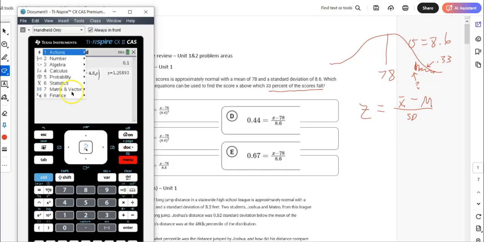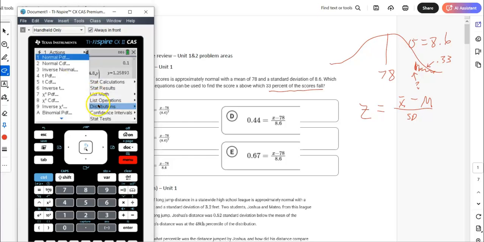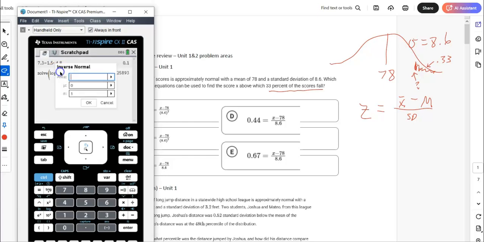So go to menu. I'm pretty sure it'd be inverse norm. So 6, 5, inverse norm. Right, so the way this command works is you put the area to the left. So if there's 33% to the right, there'd be 0.67 to the left. If I put in the mean of 78 and standard deviation of 8.6, I think it'll just give me the answer. But we don't really need the answer.